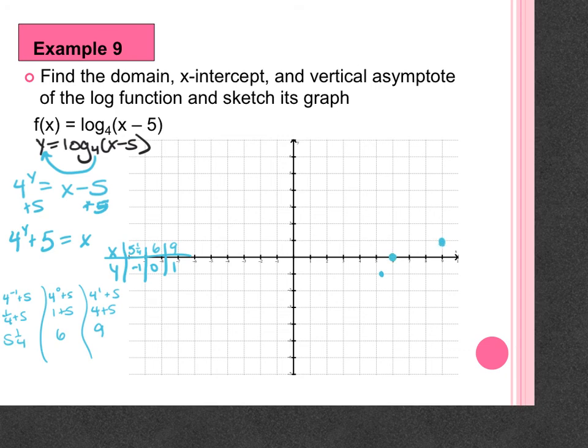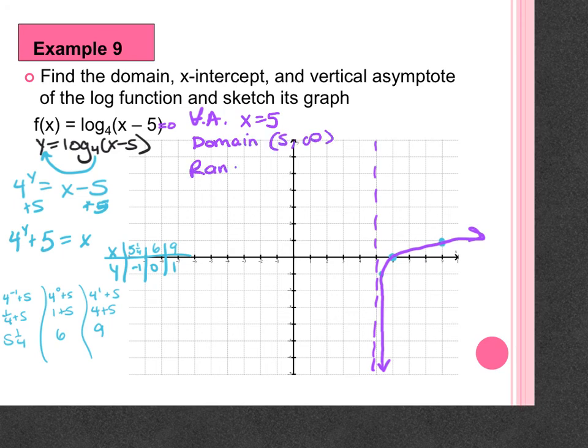Where's my vertical asymptote? Set this equal to 0. What do you get? X equals 5. Which makes sense because there's my curve. What's my domain? 5 to positive infinity. What's my range? Negative infinity to positive infinity. What's my x-intercept? 6, 0.